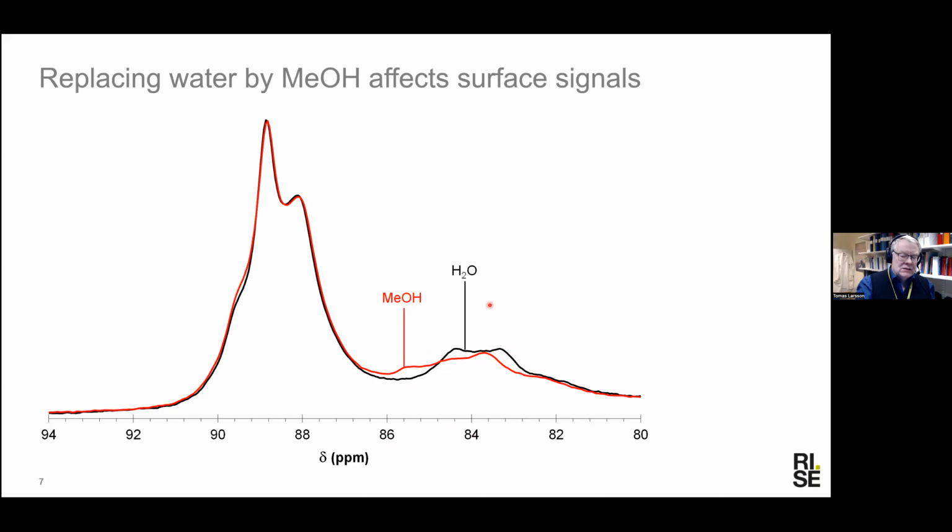And you can see that the signals that suffer the most when you do that replacement are, of course, the signals in direct contact with the liquid, which are the surfaces. So that's also a nice piece of experimental support for this interpretation.